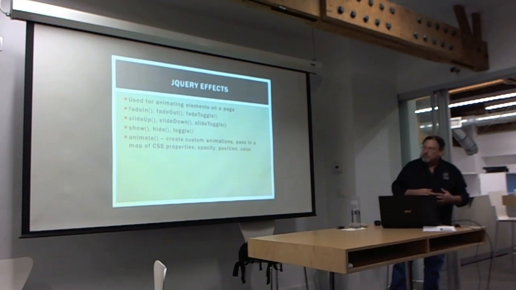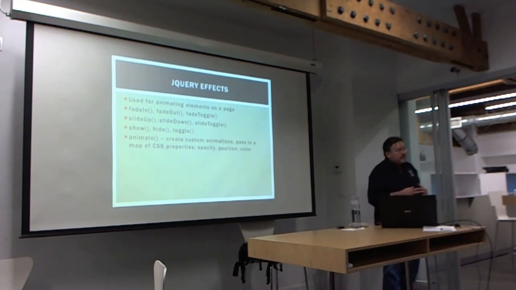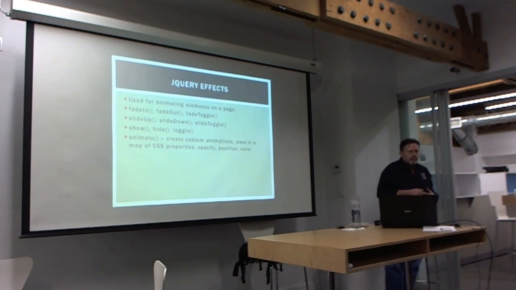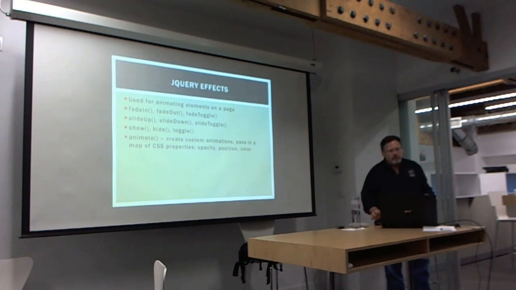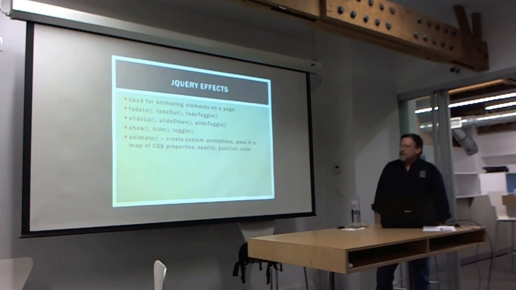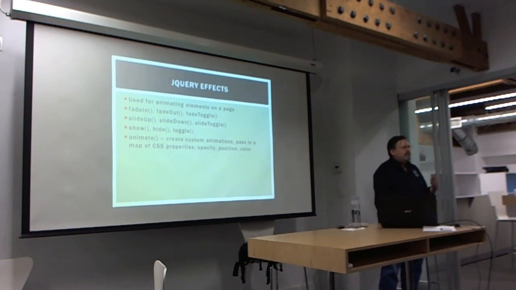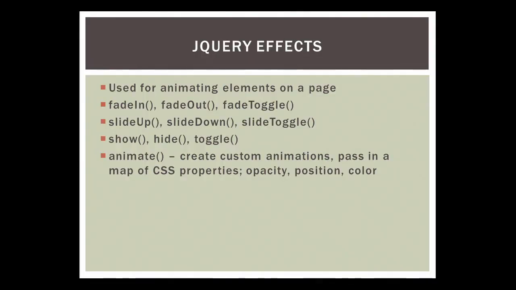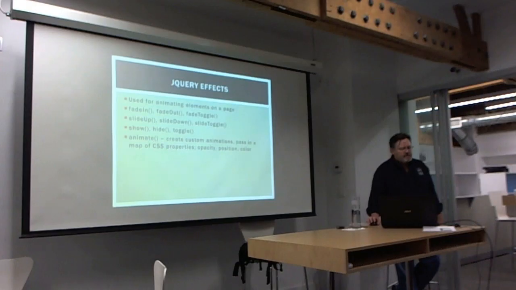You can pass in the length of time that the effect is supposed to take. So you pass in like a 500, which is half a second, or 5,000, or they have some defaults of fast and slow that you can use. The animate method is a way you can create your custom animations, and it works on a map of CSS attributes that you pass in: the opacity, background color, font size, borders, all that kind of stuff. So if you have something that's going to take more than fading in or sliding up, you can create some really nice animations with it.